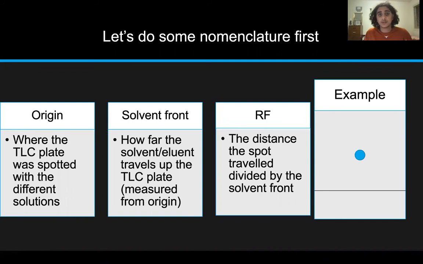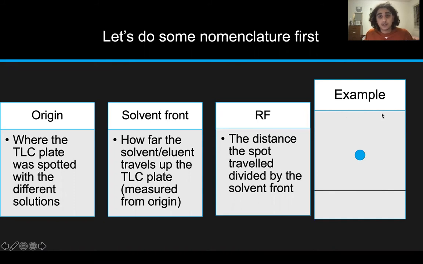And so the origin is just going to be the place on our TLC plate that's going to be spotted with our different solutions. With my example on the right, it's going to be this black line down here. The second thing we need to know is what a solvent front is. A solvent front is just how far up the TLC plate the solvent or eluent travels. On my example here on the right again, that's just going to be this blue line up here.